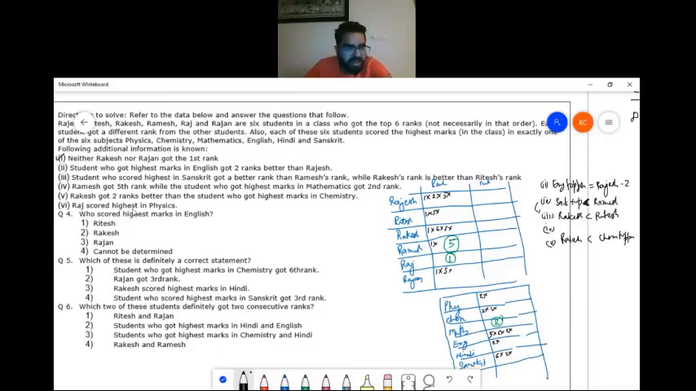Okay. Raj scored highest in physics. So Raj is the physics topper here. This is something which we know. Probably I can write in green and I write physics 1. So physics is rank 1 here. So we can cross rank 1 everywhere else. 1 cross, 1 cross, 1 cross.